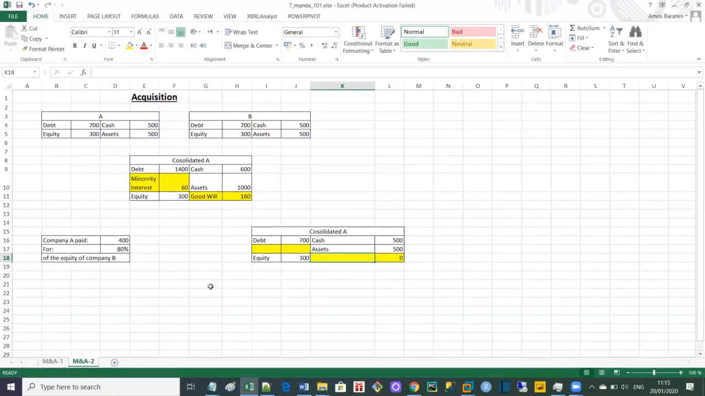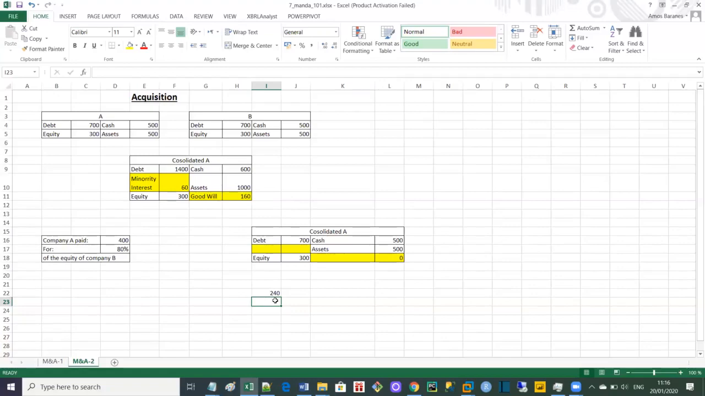By buying 80% of the equity of B, the book value of equity of B that is acquired is 240. It will be the 300 times 80%. That's the value that company A is really buying from a book value point of view. They are paying 400, so the difference between the 400 and the 240 is goodwill. It's the extra they paid above the book value.